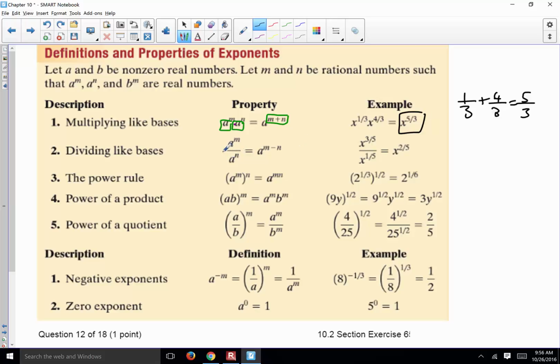Second, what if you divide same base, different powers? All you need to do is subtract the bottom power from the top one, such as 3/5 and 1/5. You subtract them. 3/5 minus 1/5. What is 3 take away 1? 2. Denominator is 5. 2/5. That's it.